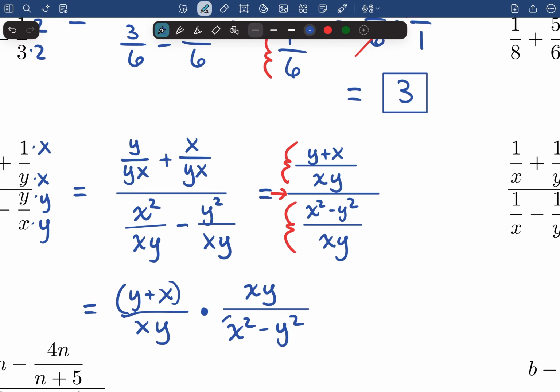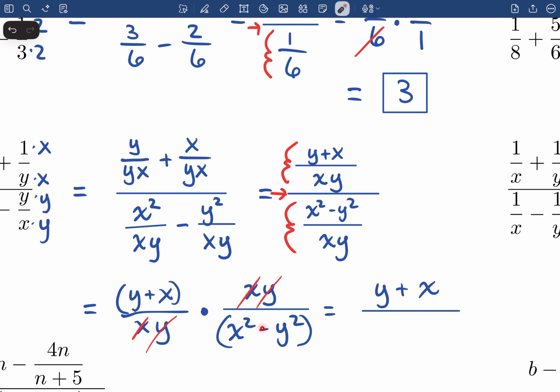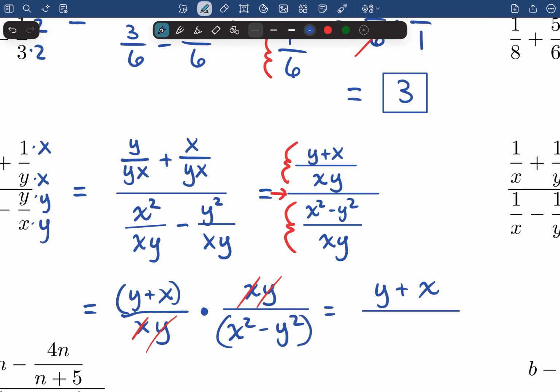Boom. It looks like I can factor this bottom right. That's the difference of squares. We'll get to that. But I do notice that this factor of x cancels this factor of x. And this factor of y cancels that factor of y. And so that started to clean things up for me. And so now I can write this as y plus x divided by x squared minus y squared. But at this point, you can say, well, this is the difference of two things that are squared. And so I'll write it as x plus y times x minus y. There's the difference of squares.